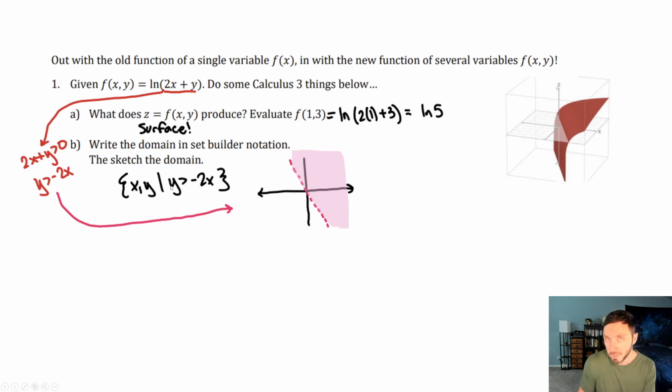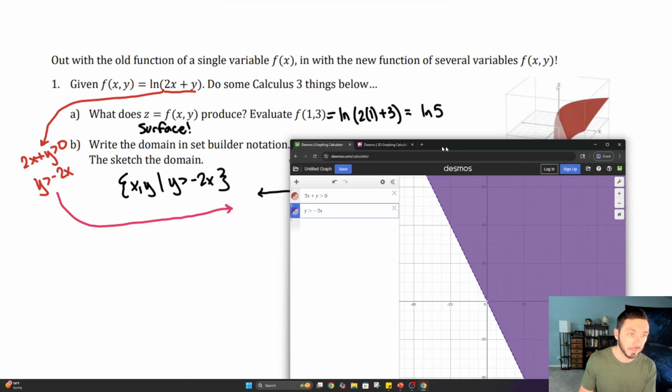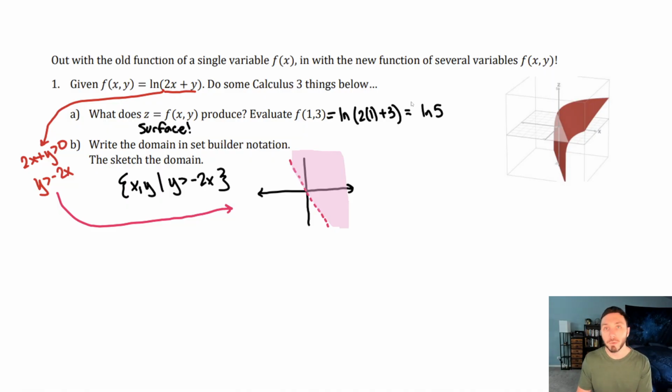I just chose to isolate for the y out of paying a homage and respect to the old way, and now kind of branching into the new. So you don't have to do that. It's totally adequate to just write it as 2x plus y is greater than 0. So coming up with the domain, think about your algebraic restrictions just as you would back in algebra, right?